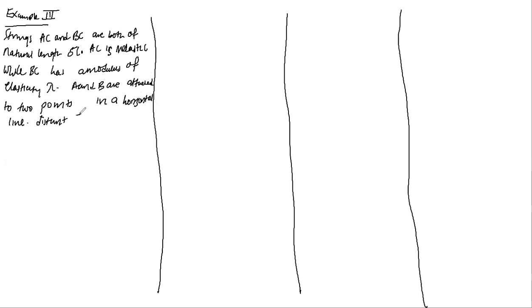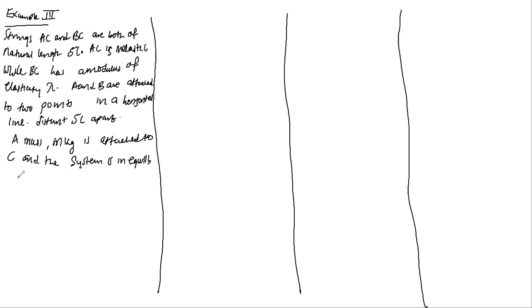Distant 5L apart. A mass m kilograms is attached to C. And the system is in equilibrium in a vertical plane with the BC of length 6L.